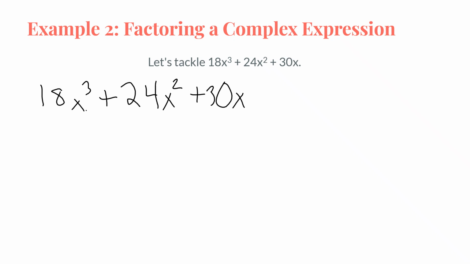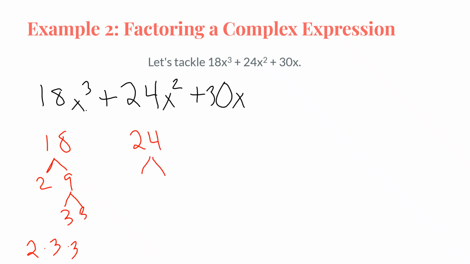all the coefficients. So we have 18, and we're going to break down 18 into 2 times 9, and then we're going to break down 9 into 3 times 3. So my prime factorization is 2 times 3 times 3. Then we have 24, and we could divide by any factor. What I'm going to do is 4 times 6. 4 could be broken down into 2 times 2. 6 could be broken down into 2 times 3. So now we have 2 times 2 times 2 times 3.